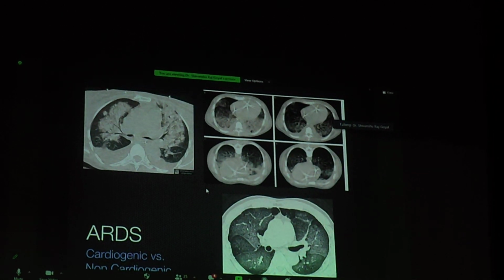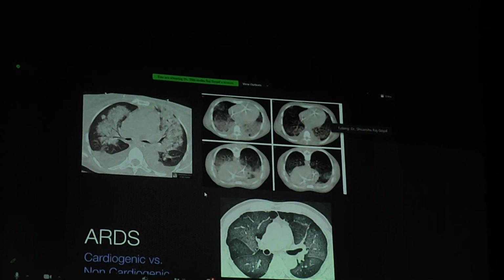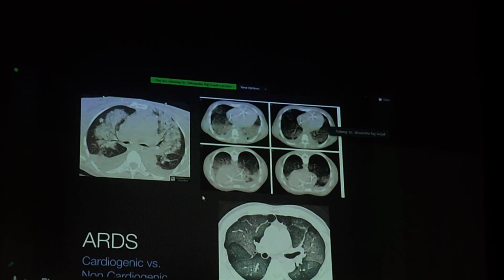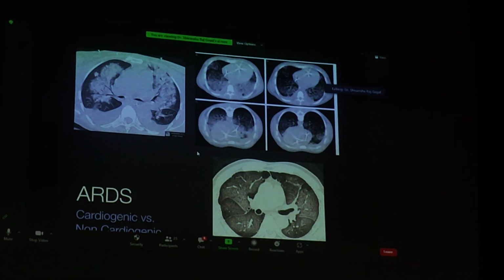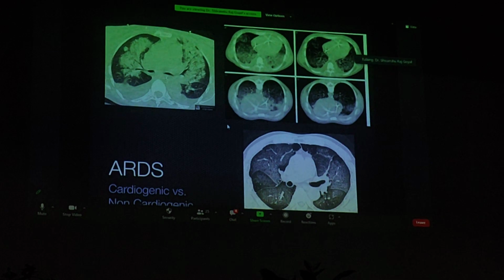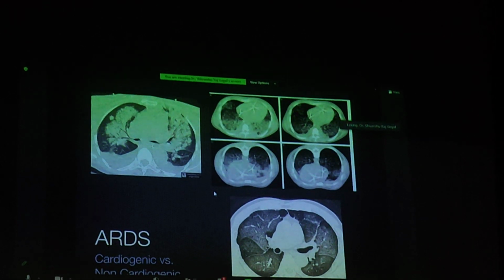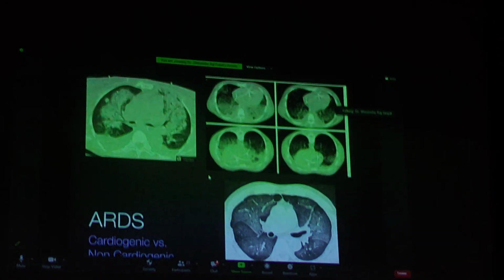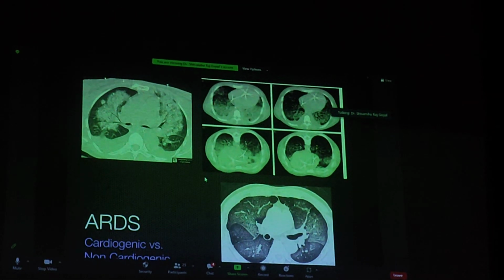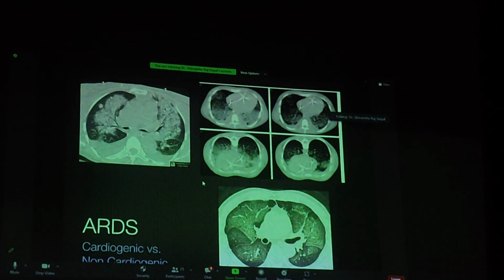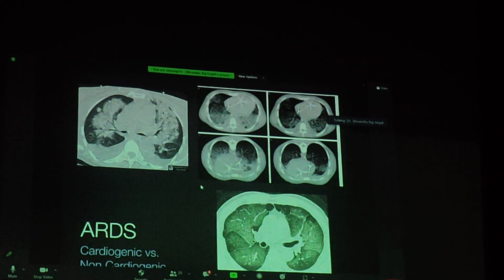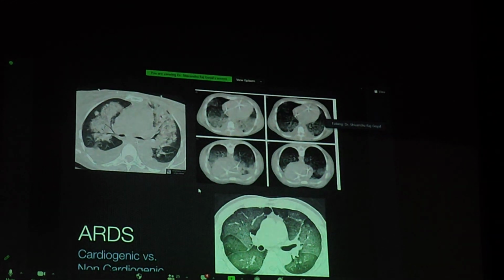But a typical pattern of an infective or non-cardiogenic ARDS is where the shadows are basal, they are heavy, and these are the patients who will benefit from proning. When you prone these patients, the shadows start moving and the lower collapsed or atelectatic areas start opening up. This is a typical picture of a non-cardiogenic ARDS.